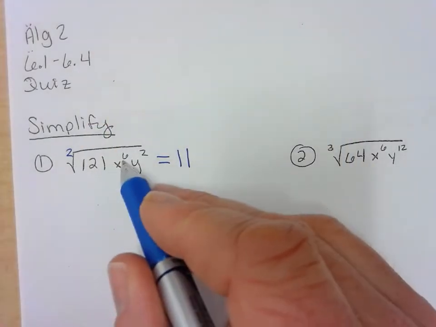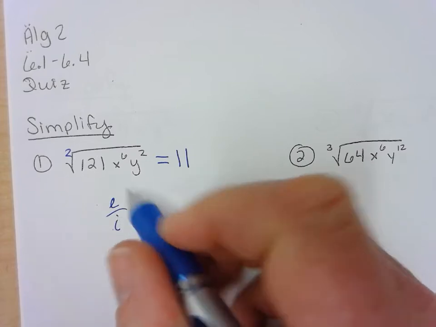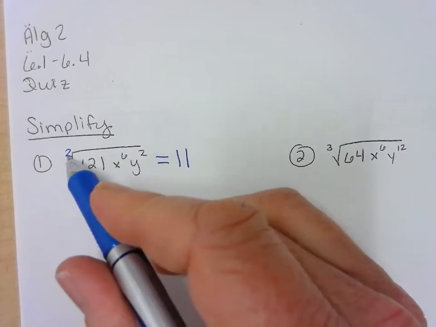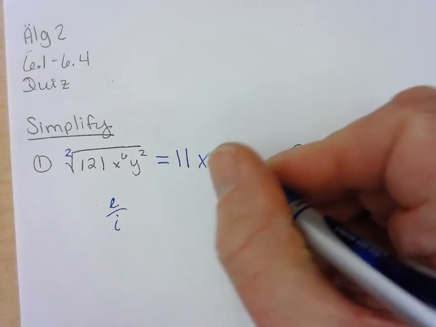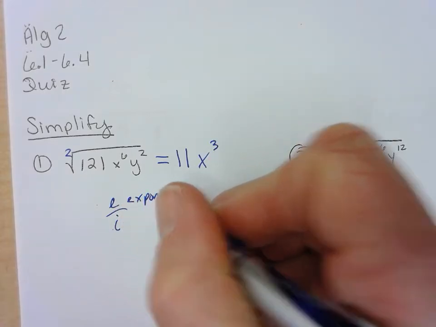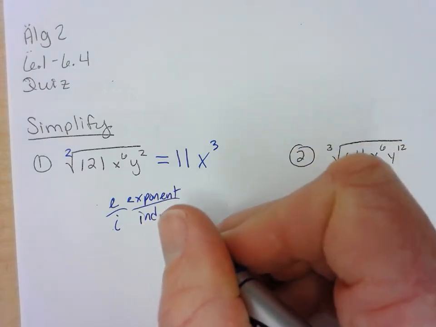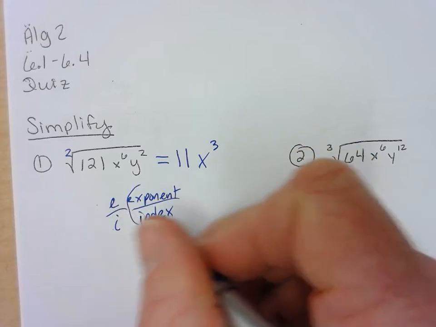And then you take the exponent and divide it by the index. The exponent is 6 and you divide it by the index 2, so you get x to the third. So it's exponent divided by index. That's kind of the way to remember that.